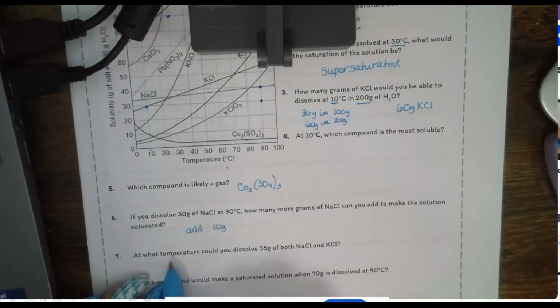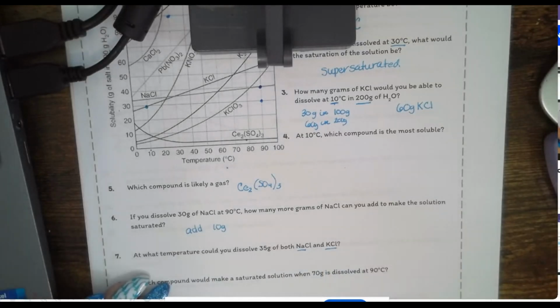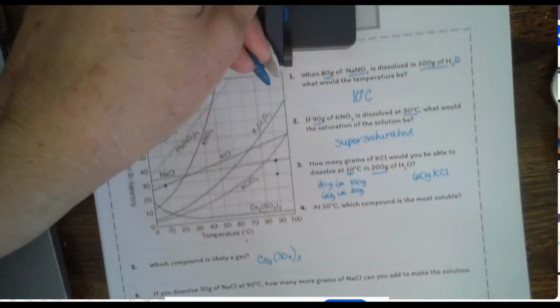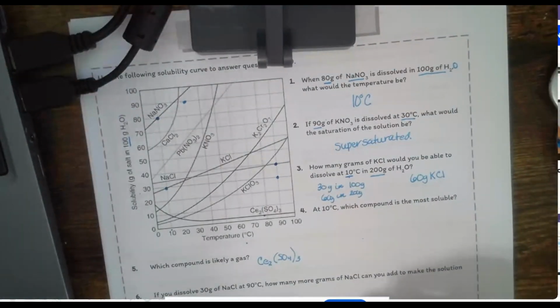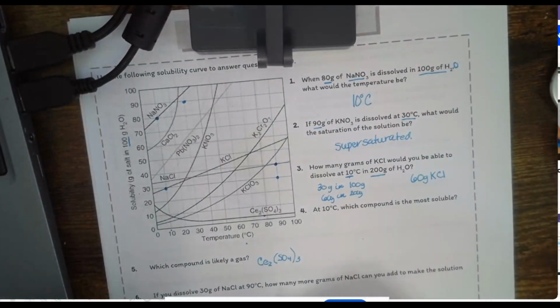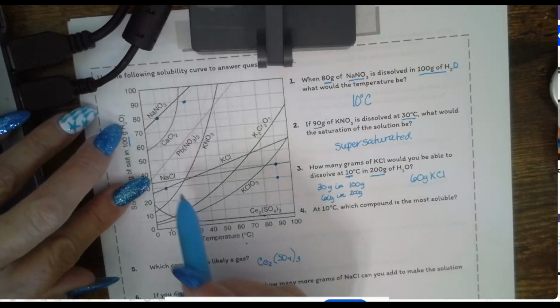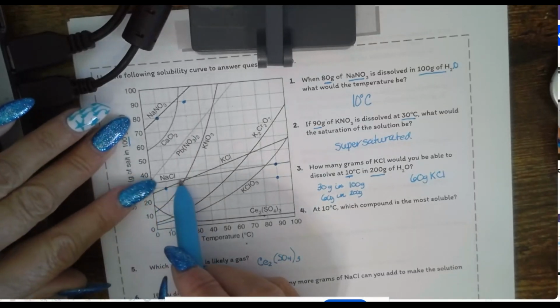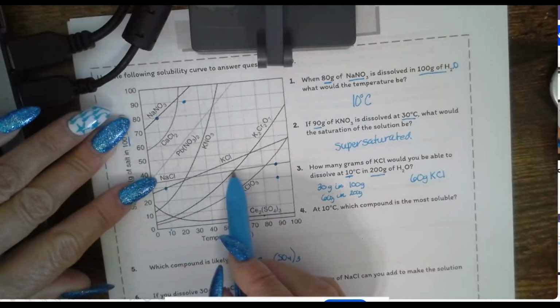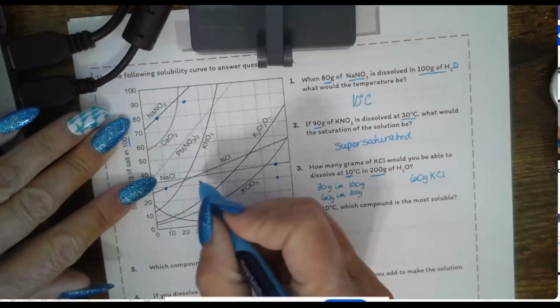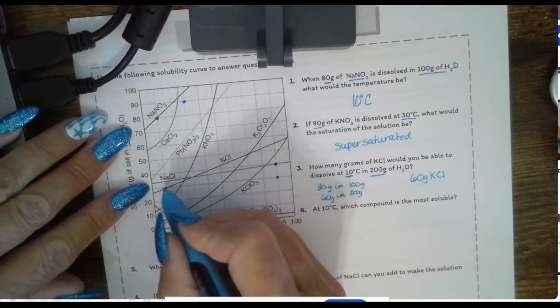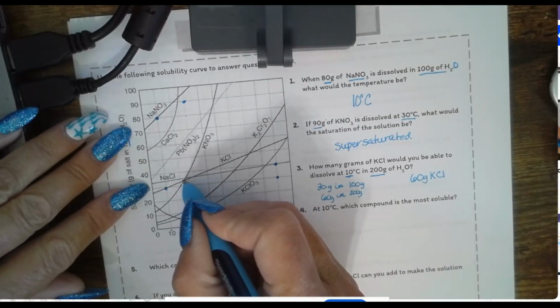At what temperature could you dissolve 35 grams of sodium chloride and potassium chloride? This one's kind of weird, it's weird what it's asking us. First I'm going to look for 35 grams, and then it's asking both sodium chloride and potassium chloride. So I'm guessing that those two lines will cross at some point. So at 35 grams, here's potassium chloride, here's sodium chloride. At 35 grams, it's going to be right about here.